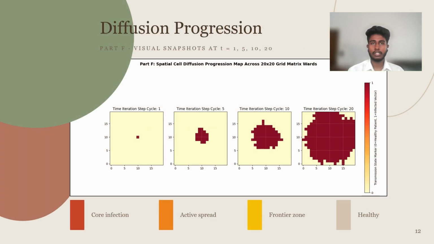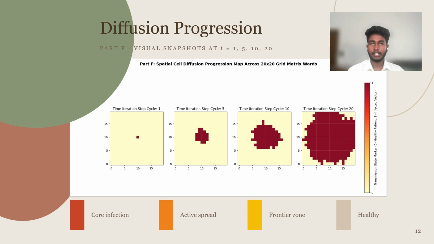First of all, we take one infected person and place them in the middle of the grid. All the other patients are healthy. Then the simulation runs step by step. At each step, we look at the neighbors of each infected person and check them.